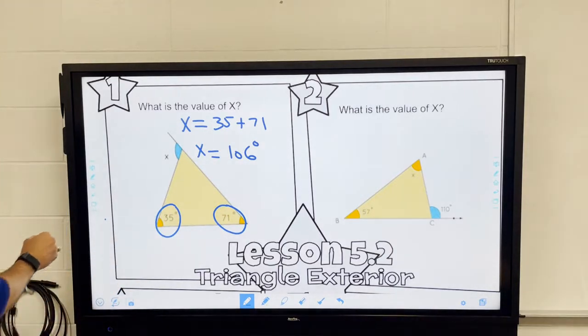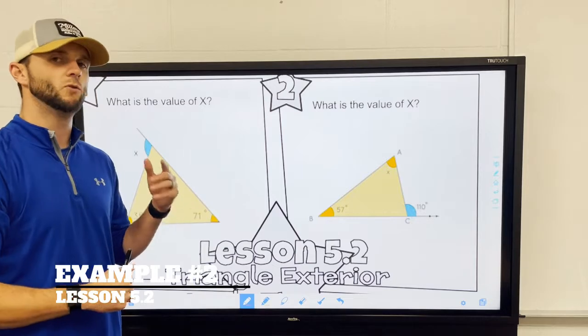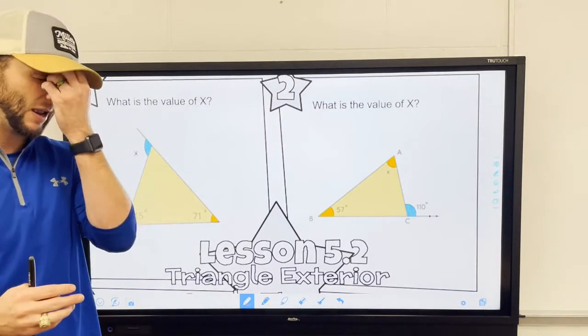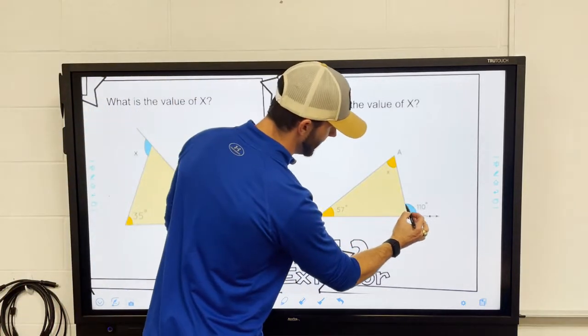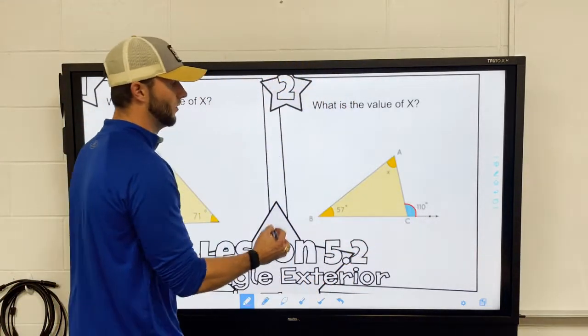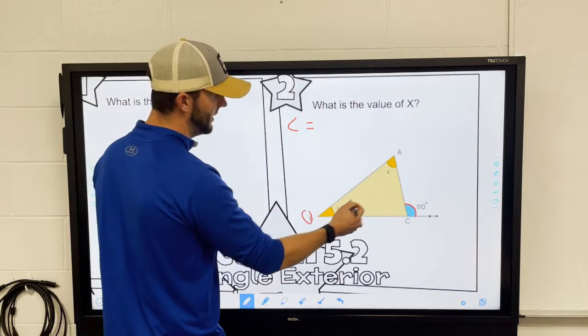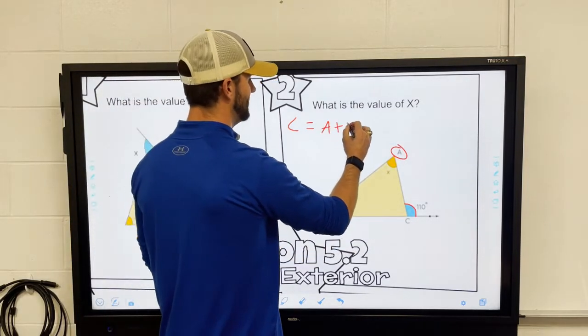Looking at example number 2. All right, so now looking at example number 2, it's asking again, what is the value of x? So the thing that we need to think about is the exterior angle theorem and its concept. So right now, angle C over here is going to be an exterior angle. So I know to find angle C, I'm going to add together angle B and angle A, which are my two remote angles. So I'm going to add A and B together.